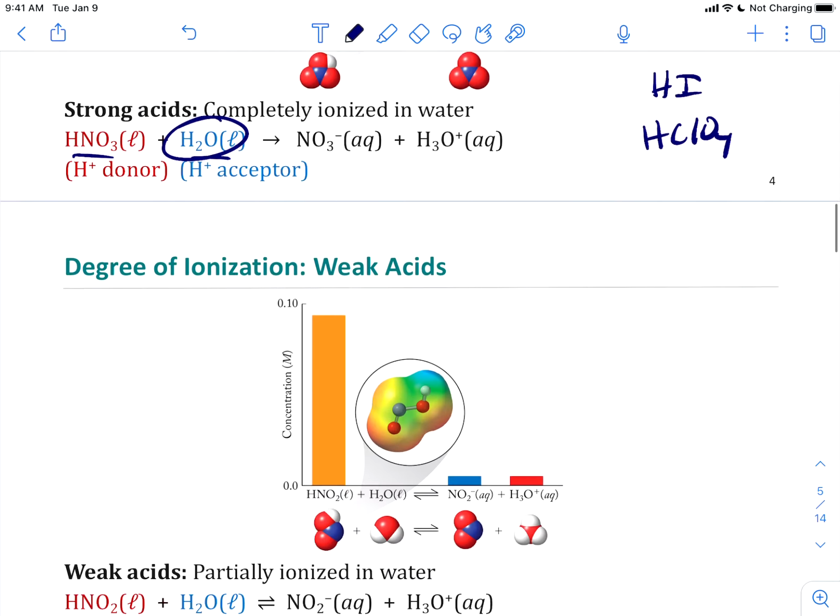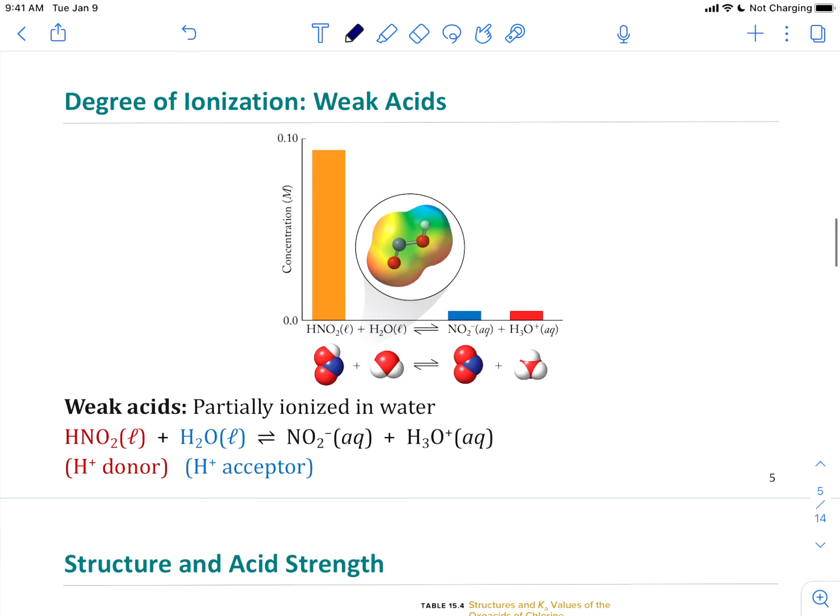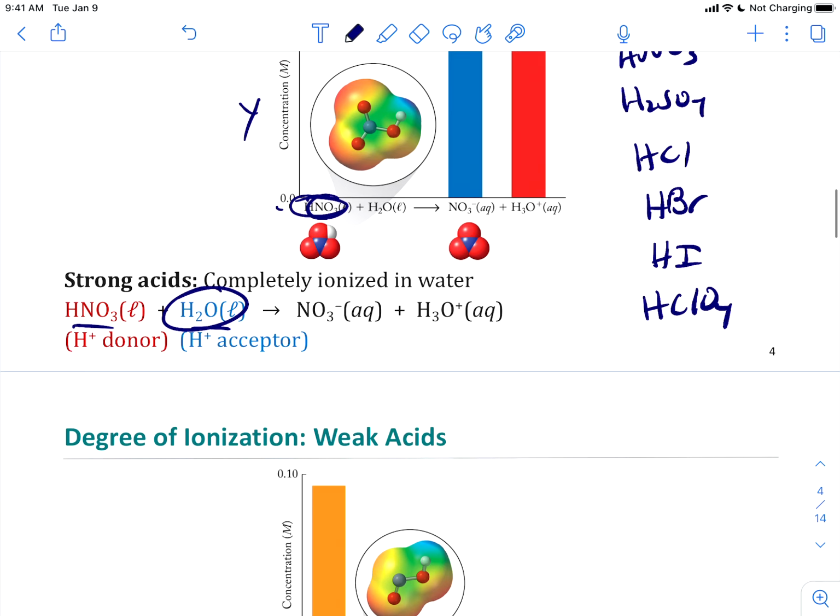If you look at a weak acid, most of it is still in the molecular form. The equilibrium is still the same. We still have an acid donating a hydrogen ion and the water picking it up. But we use a double-sided arrow to show the equilibrium and that the reaction is reversible, whereas the strong acid reaction is not really reversible, because there's really none of the acid left in solution. It's so unfavorable that the reaction doesn't go in the opposite direction.